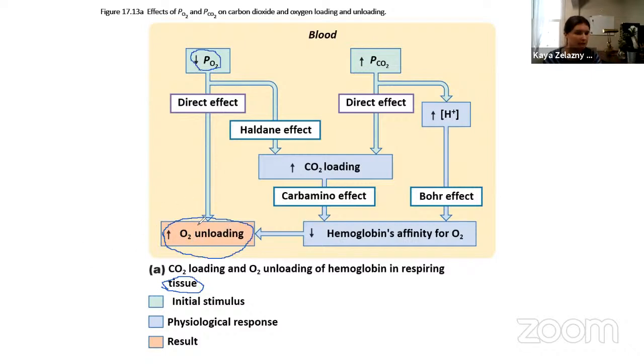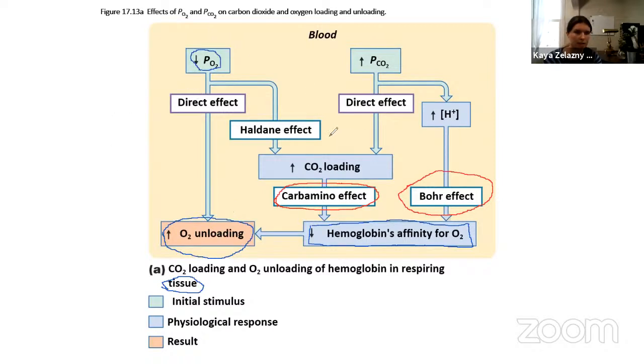The way we make it easier to unload that oxygen is by lowering the affinity of hemoglobin for oxygen. We can do that by changing the pH, which is the Bohr effect, or through the Carbamino effect, where we are binding that carbon dioxide onto hemoglobin, making it have lower affinity for oxygen. Both of those help us unload oxygen from our hemoglobin.